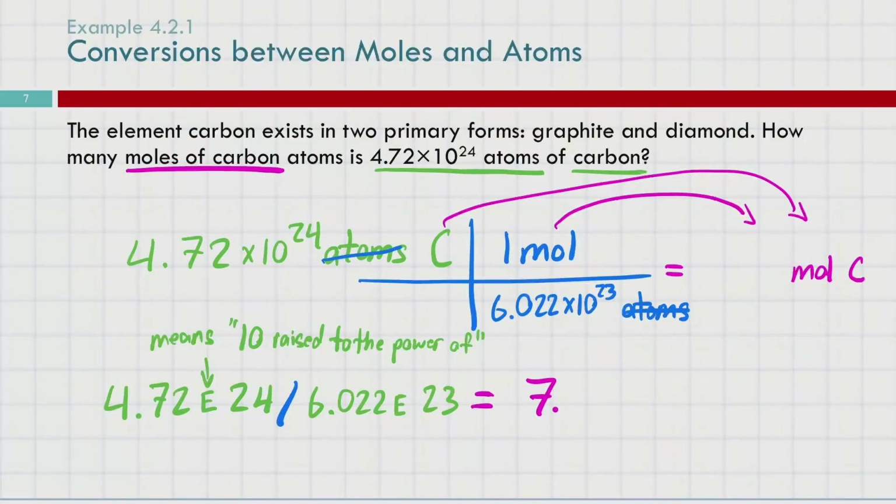The answer we get is 7.84 moles carbon. So from a very ridiculous 10 to the 24 to a much less ridiculous 7.84.